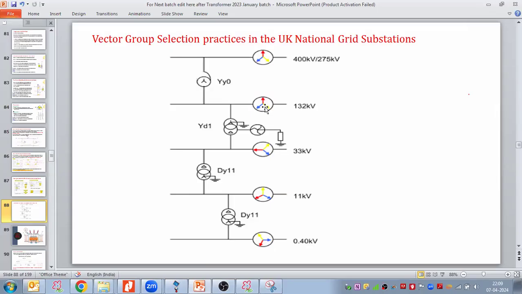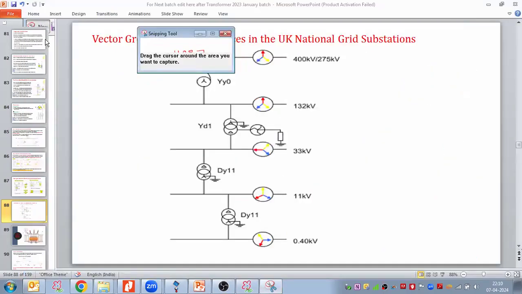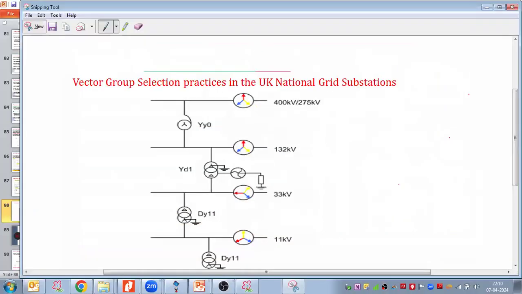Now another voltage level is 132 by 33 kV. In the 132 by 33 kV, they take delta on 33 kV side. This is their usual practice. In our case, in India, what do we take? Delta on the HV side. So in India, it is reverse. This is matching as per the Indian practice, but here 132 by 33 kV, generally we take D, Y, and 11, but they are taking Y, D here.